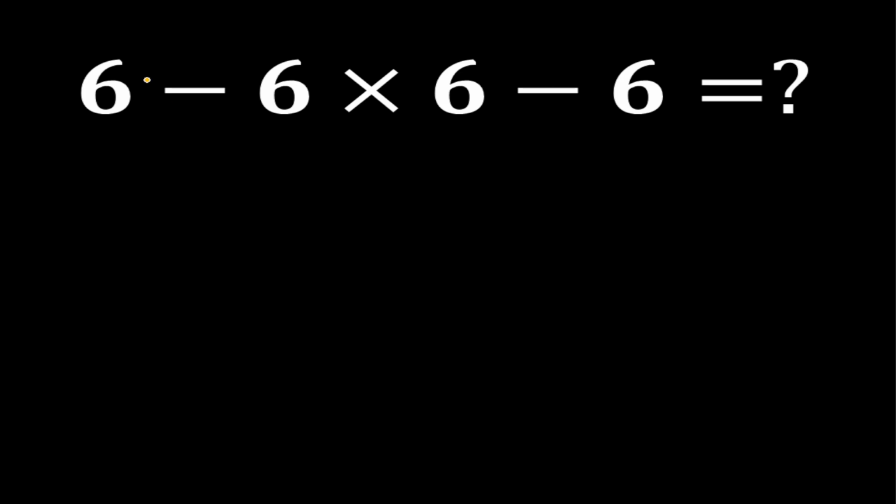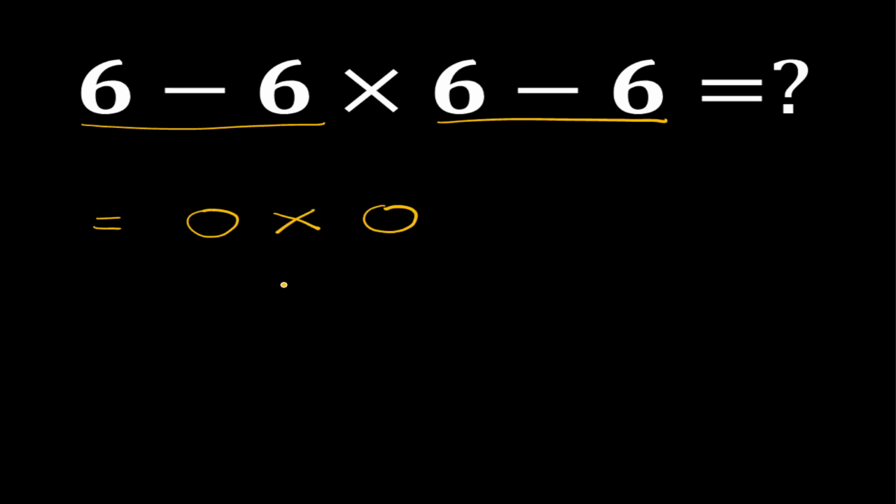So most people solve this question like 6 minus 6 is equal to 0. Then again 6 minus 6 is equal to also 0. Now 0 times 0 is equal to 0, right? But this answer is not correct. This answer is completely wrong. So now let's solve this problem correctly by using a PEMDAS rule, right?